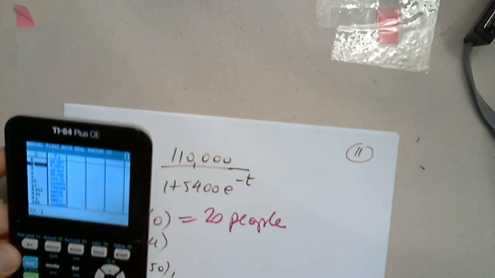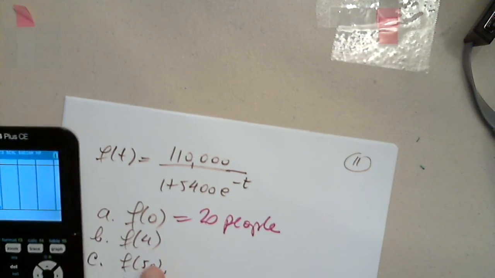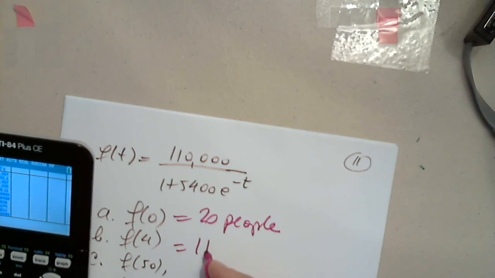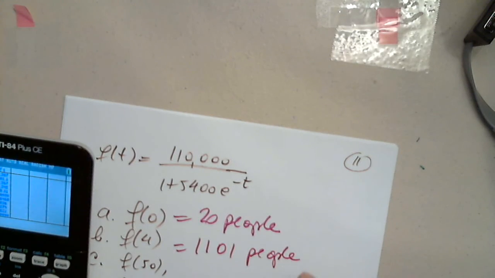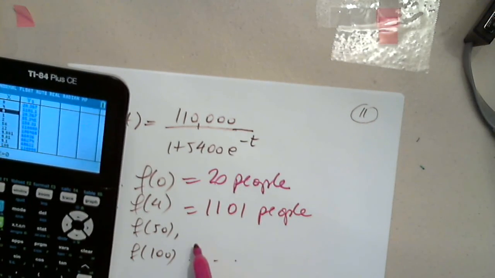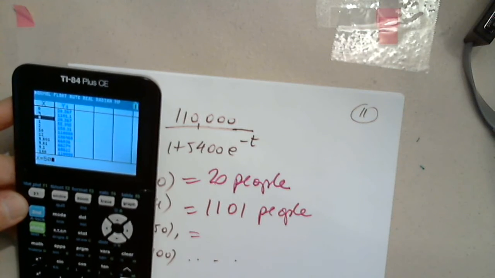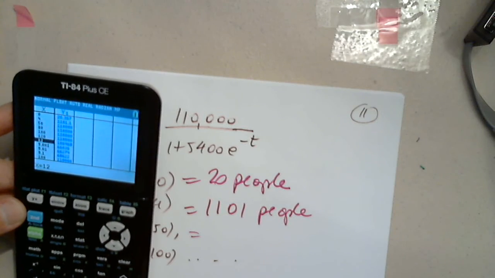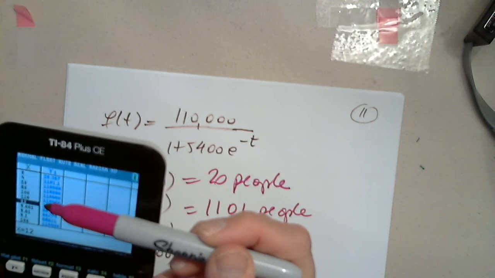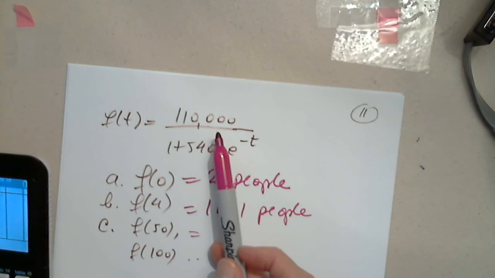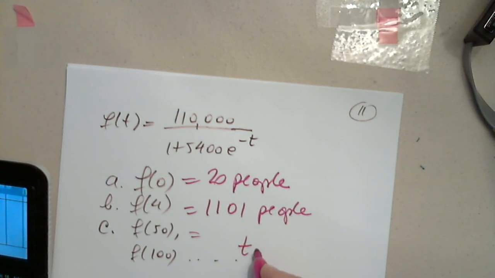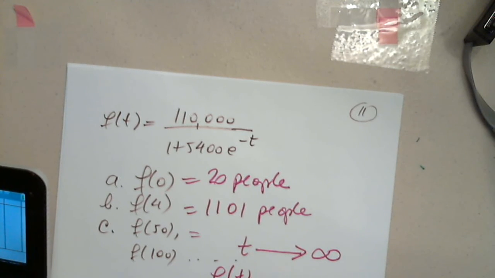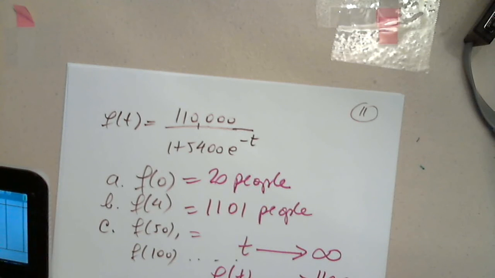Of course, I can check my work: plug in 0, I get 20 people. When I plug in 4, I get 1,101 people. Now if I plug in 50, and 80, and 100, and 120 weeks, you see what happens? The limiting size of the population is the numerator. So as t increases, f of t cannot exceed 110,000.